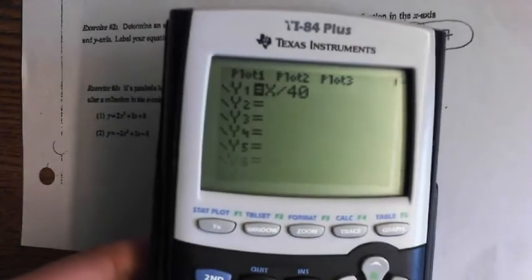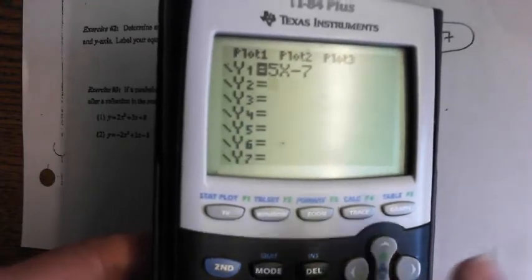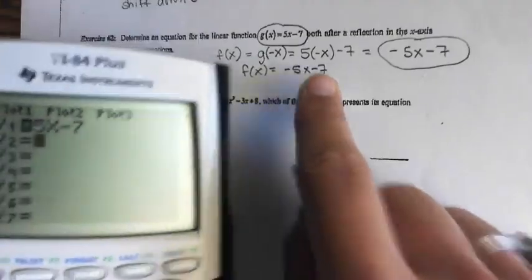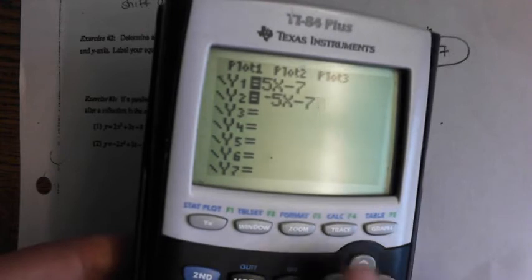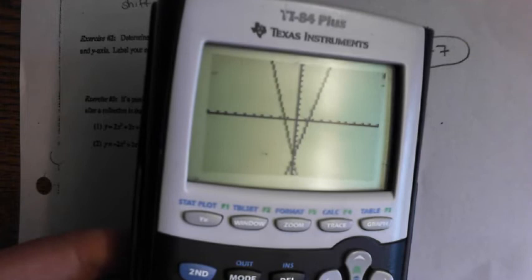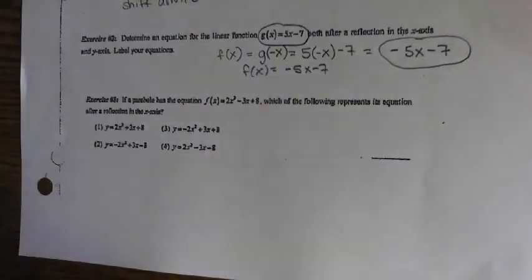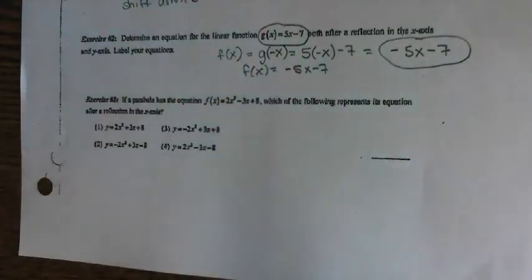And actually, just because it's good to look at, I'm going to type in that original, 5x minus 7. You don't need to do this, just watch. And I'm going to type in what supposedly is supposed to look like a reflection horizontally. And you tell me if you see it. There's your original. There's your reflection horizontally. Does that look like it reflected it horizontally? Yeah. Okay.